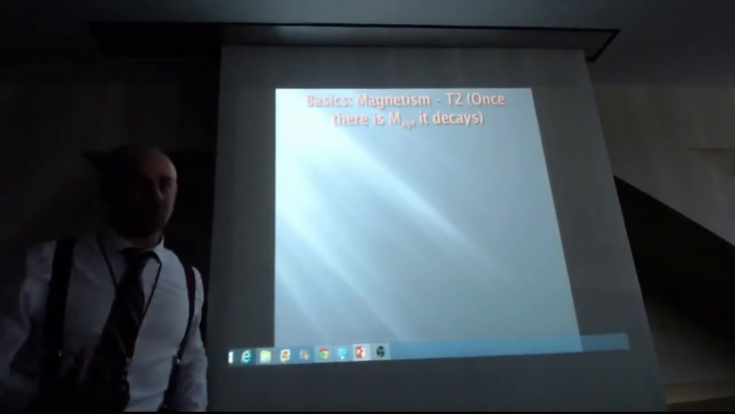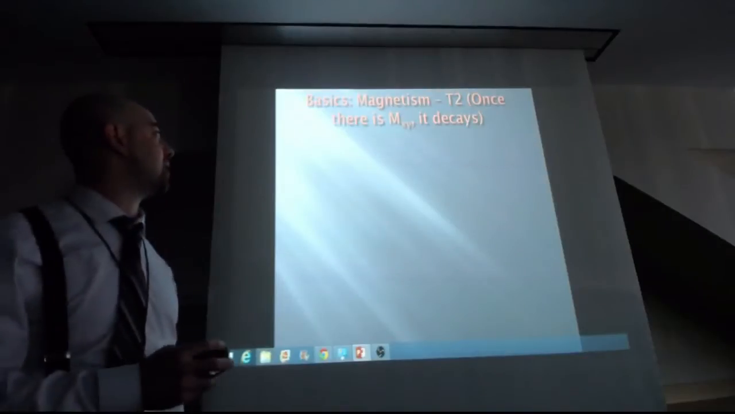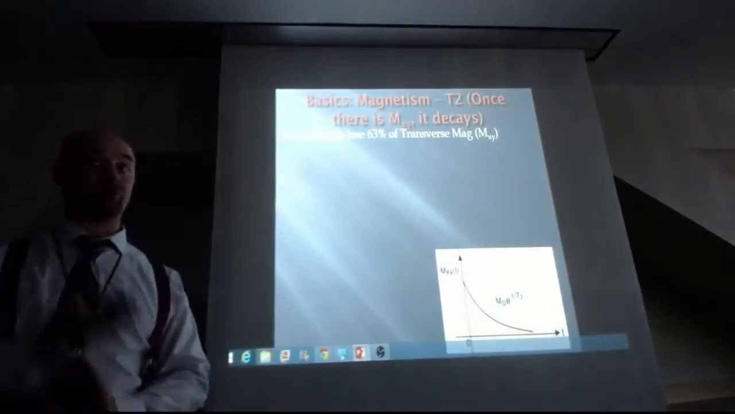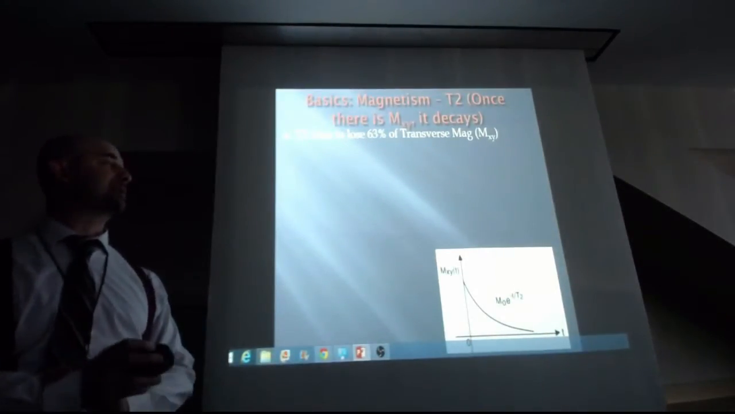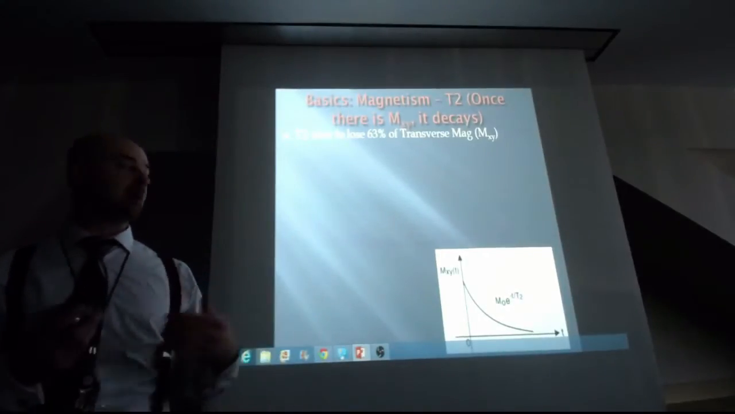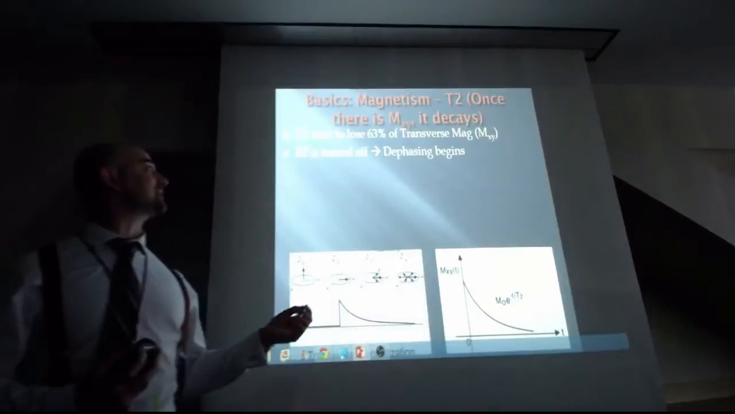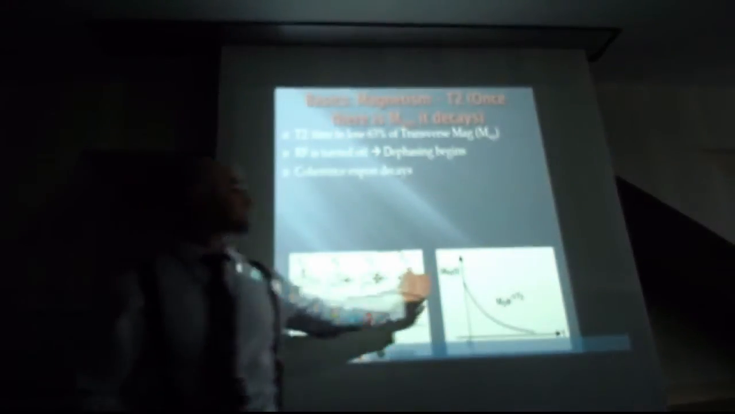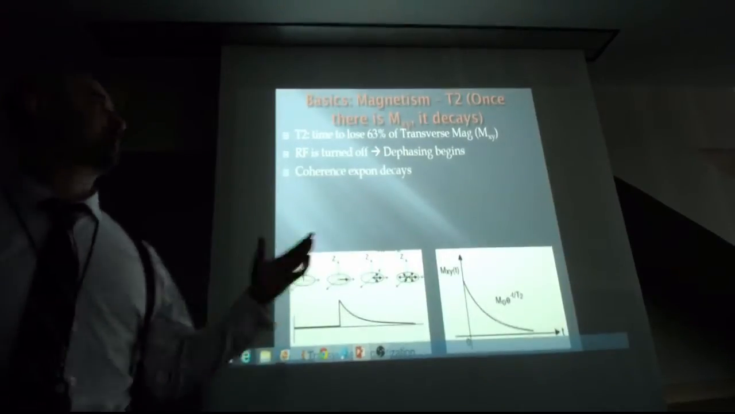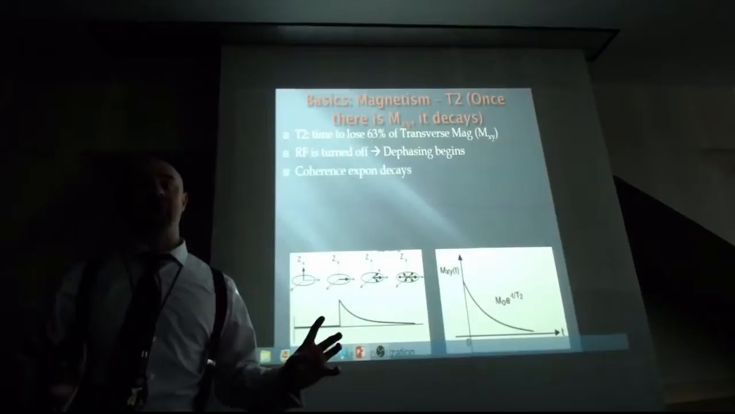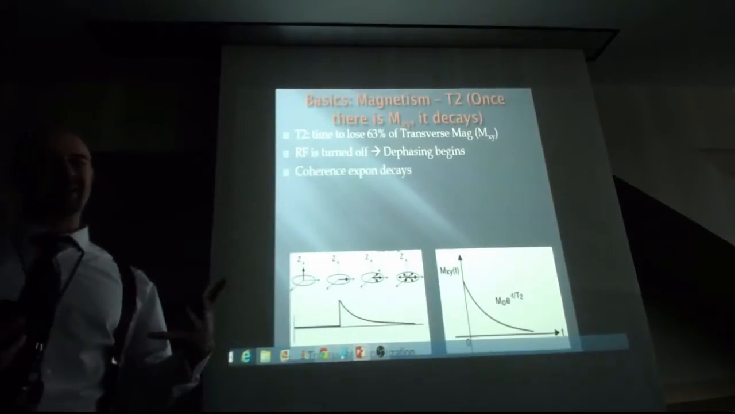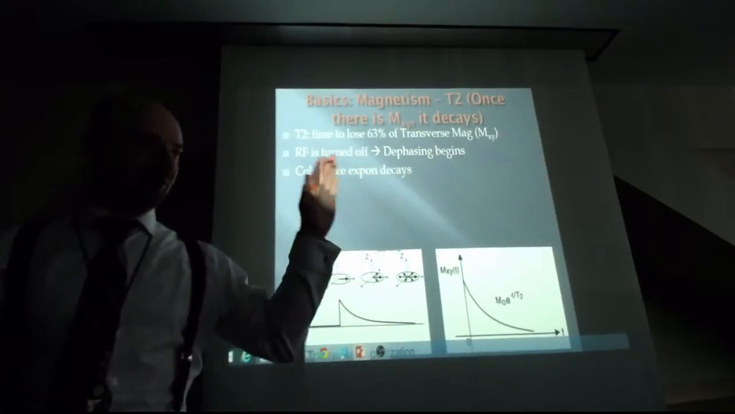Okay. Now, let's talk about T2. That's another thing that is often confusing. Once we have transverse magnetization, which we got from the RF pulse, it's going to decay just like T1. T2 is just a time constant, measured in seconds or milliseconds, and it just describes how rapidly the signal goes away. T2 is precisely how much time it takes for 63% of the transverse magnetization to decay. Now, why is it decaying?